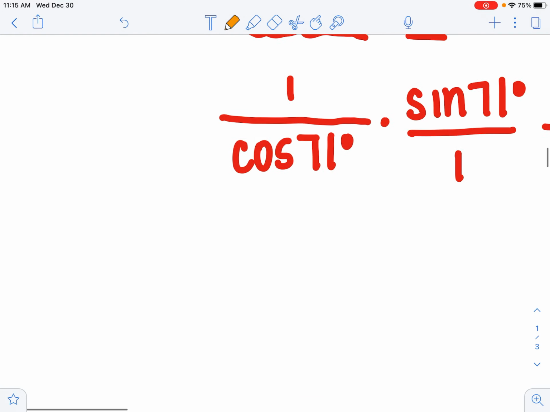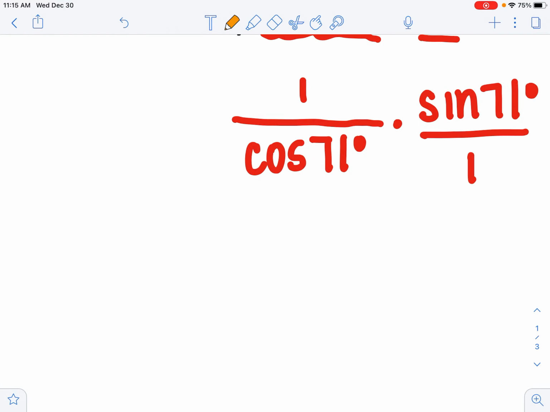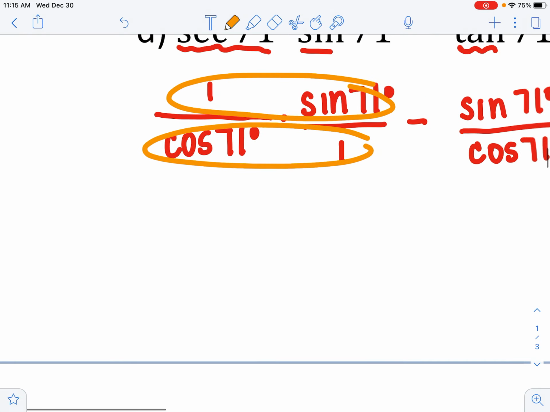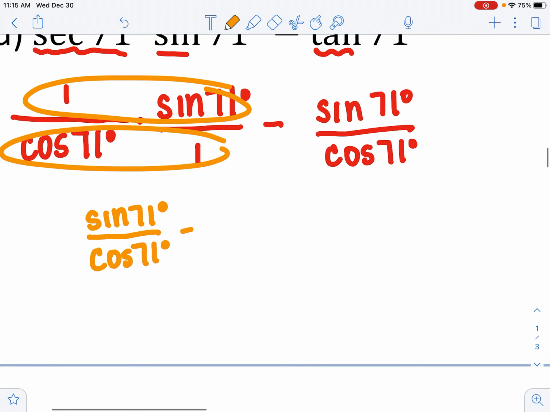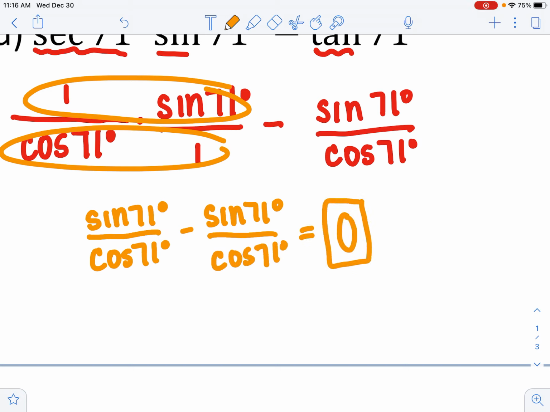So here, this right here is multiplication. So notice I don't even have the subtraction on my screen yet. And I say, can I simplify anything? No, nothing cancels out. But what I can do is I can make it one fraction by multiplying straight across, right? So I'm going to change this to sine of 71 over cosine of 71. And then I have minus, and I notice that this is the exact same thing, sine of 71 over cosine of 71. So anything minus itself is 0.